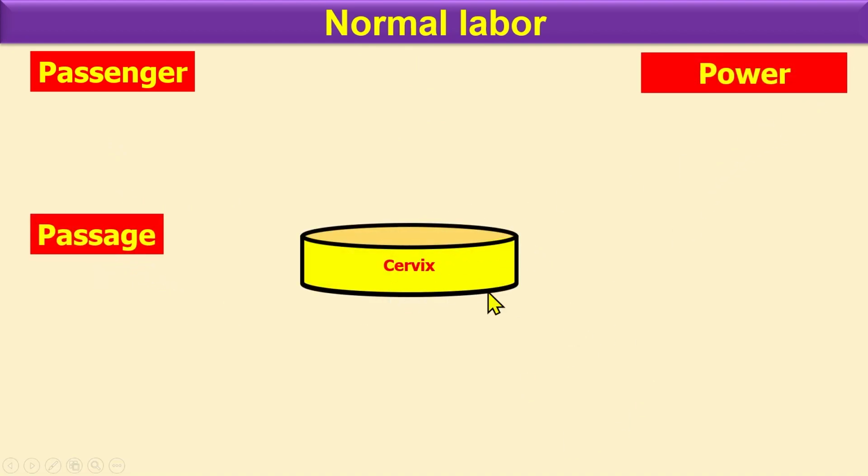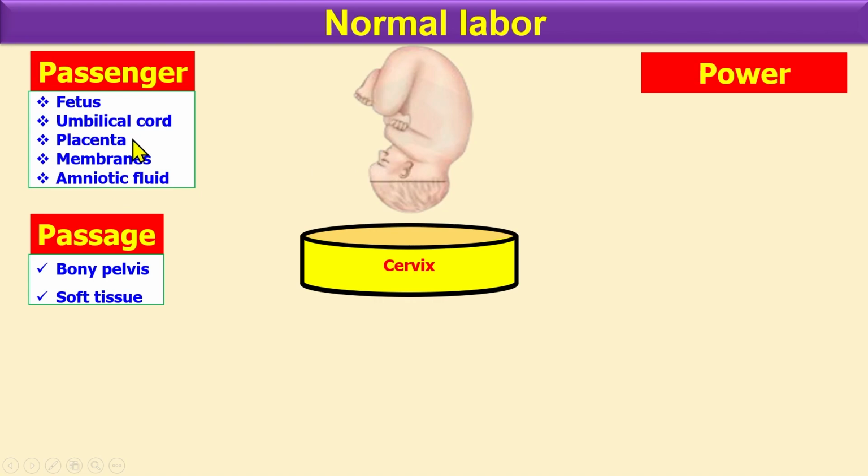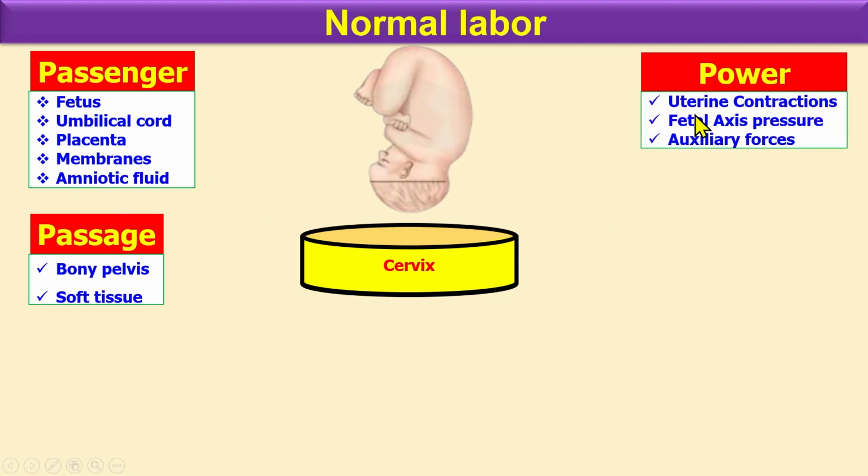The passage has two components: the bony pelvis and the soft tissue. The passenger is the fetus, along with the umbilical cord, placenta, membranes, and the amniotic fluid. In the power, three forces are provided: the uterine contraction, the fetal axis pressure, and the auxiliary forces, meaning the woman's bearing down power.